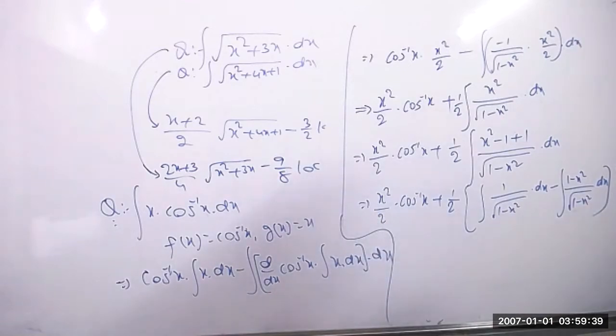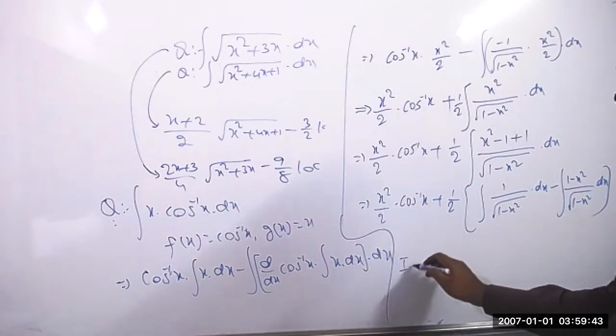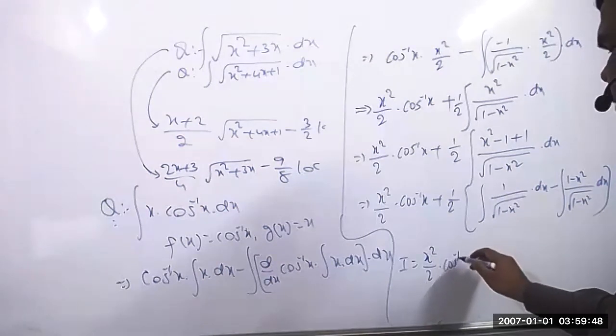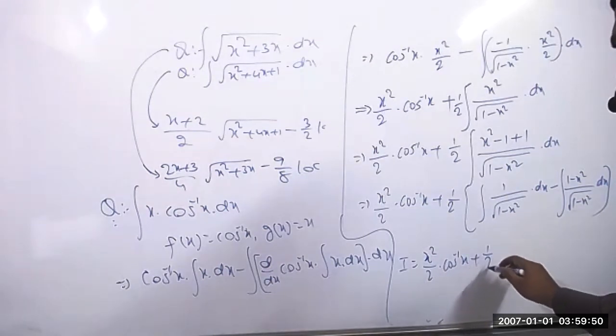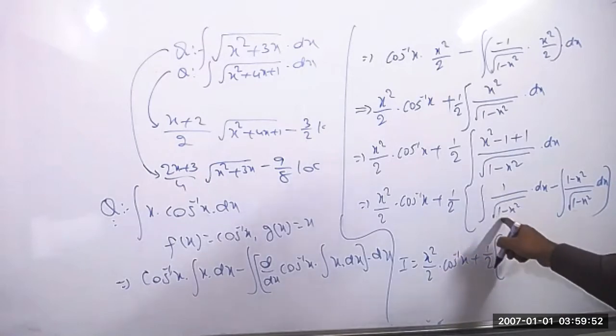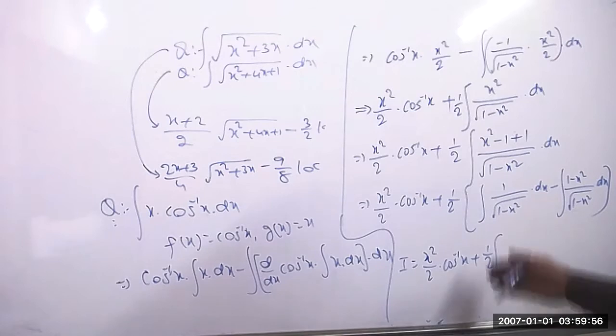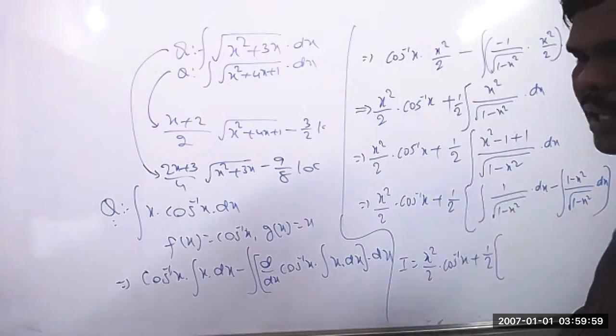Now you can write it. Anyhow, this is the value of I: I equals x square by 2 into cos inverse of x plus 1 by 2 into integration of 1 by root of 1 minus x square. Tell me the formula: integration of 1 by root of a square minus x square.